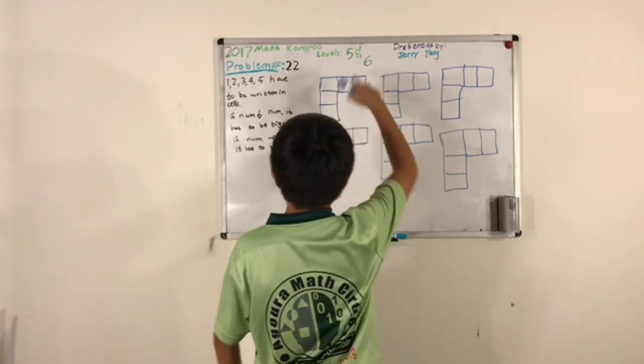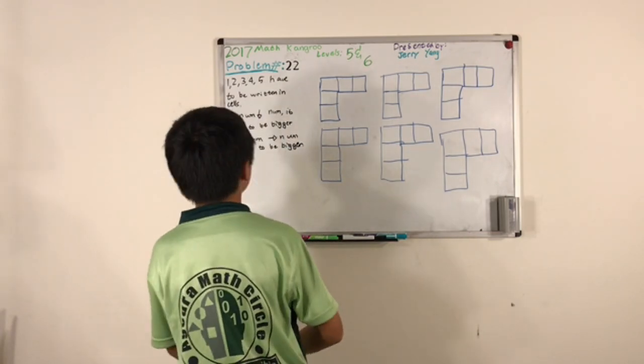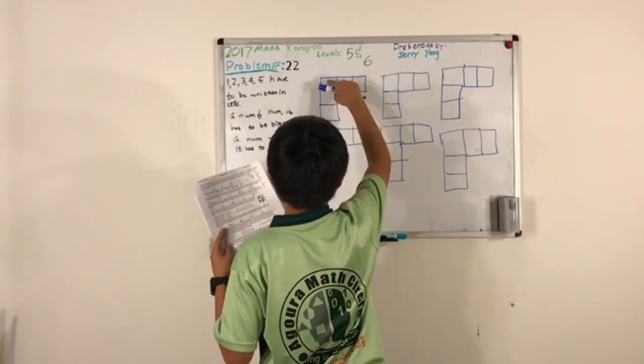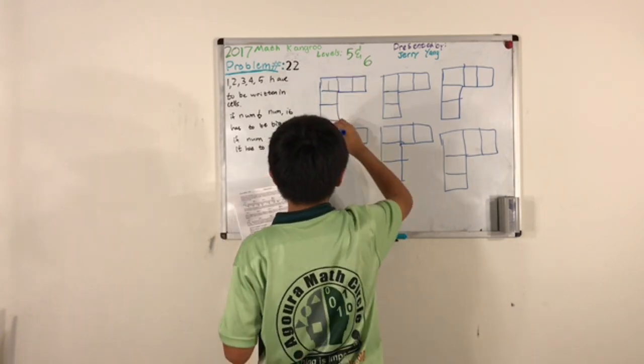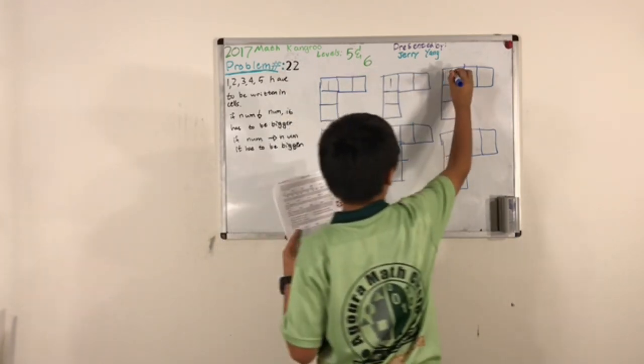I wrote out a couple of these figures so that we could test it out. So we obviously know that this middle number has to be the smallest number we have, so it has to be 1. So we can fill in 1 in all of these.